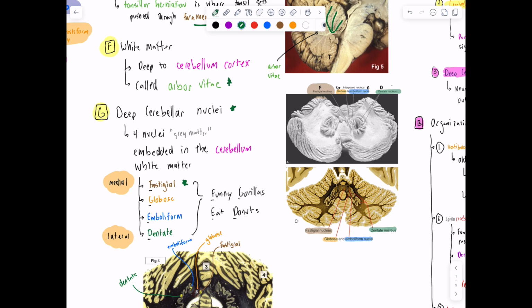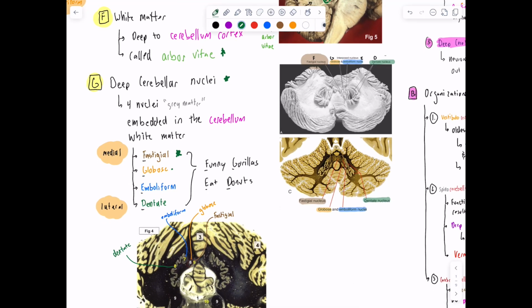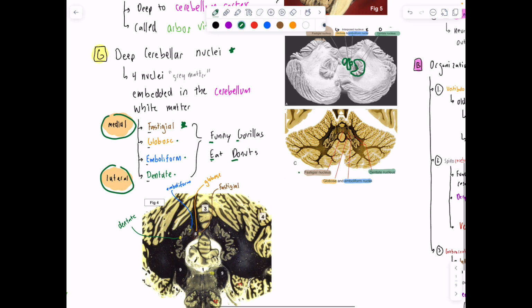All right, but there's 4 of them. We're familiar with the first from the vestibular system. This is the fastigial nucleus. Then you have globose, emboliform, and the dentate. And the way you remember this from medial to lateral is funny gorillas eat donuts. So fastigial right here, gorillas, globose, then emboliform, and the one that's all squiggly and weird is our dentate nucleus. All right, so again, funny gorillas eat donuts: fastigial, globose, emboliform, and then dentate.